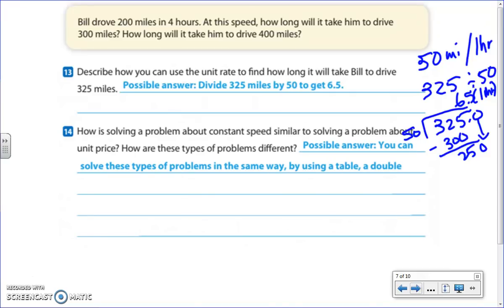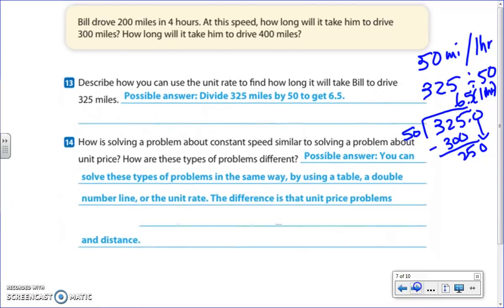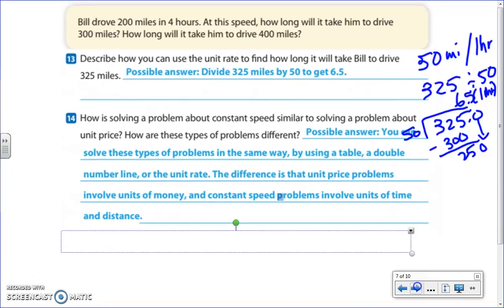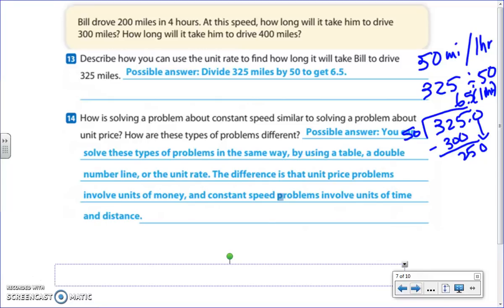you can solve these types of problems in the same way by using a table, by using a double number line, by using a unit rate. But the difference is that unit price problems involve money, and constant speed problems involve different units of time and distance. They're really the same type of problem when you consider the unit rate and the ways you can solve them, the table, the double number line, but we're talking about distance and time instead of a money value.